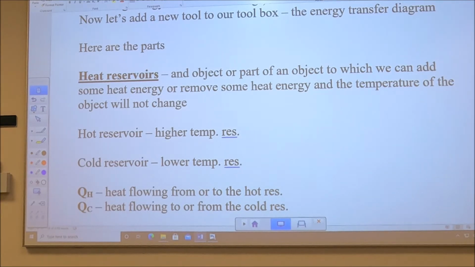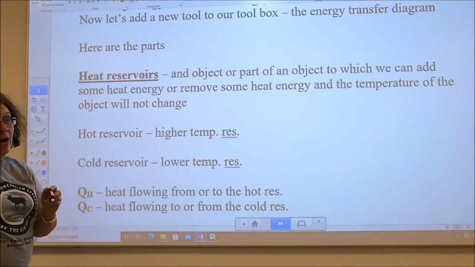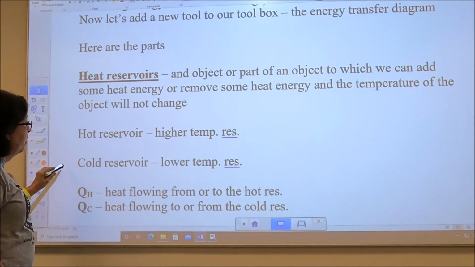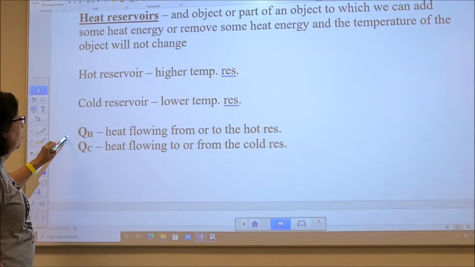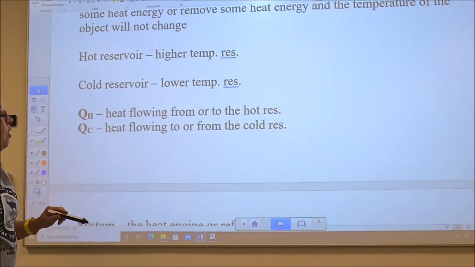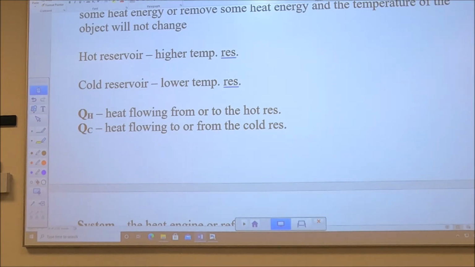We talk about hot reservoirs and cold reservoirs. The hot reservoir is going to be our high temperature reservoir. Our cold reservoir is our low temperature reservoir. Q sub H is the heat flowing from or to the hot reservoir. Q sub C is heat flowing to or from the cold reservoir.